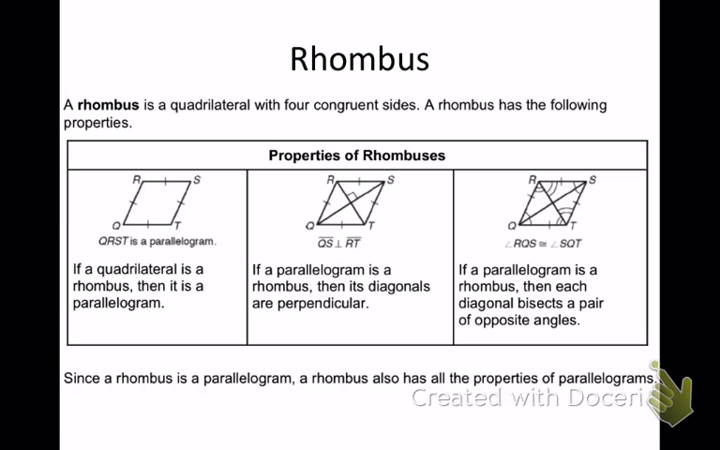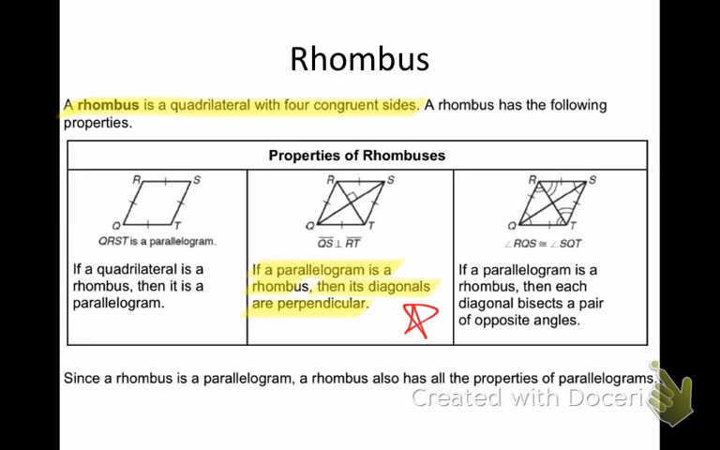A rectangle has four right angles. A rhombus is a quadrilateral with four congruent sides. What's the meaning of being congruent again? Same. So it has four same sides. A rhombus has the following properties. If a quadrilateral is a rhombus, then it is a parallelogram. If a parallelogram is a rhombus, then its diagonals are perpendicular. This is a key one today.